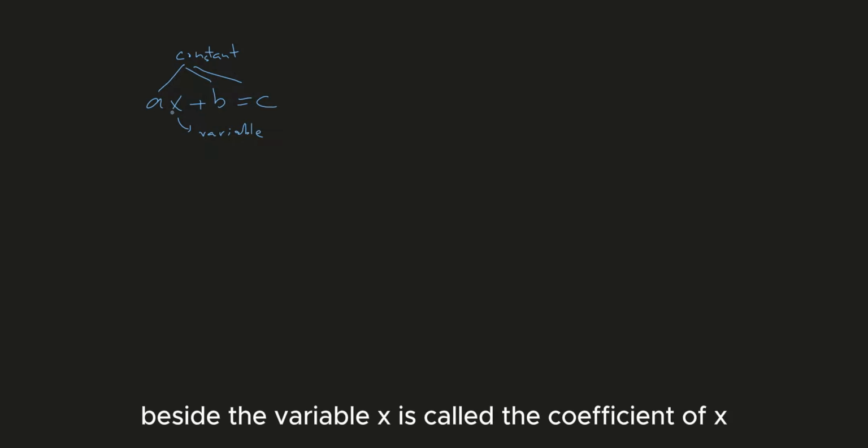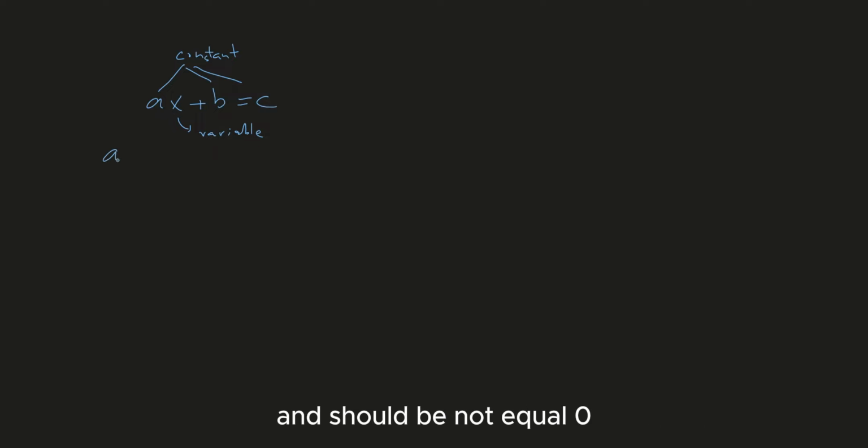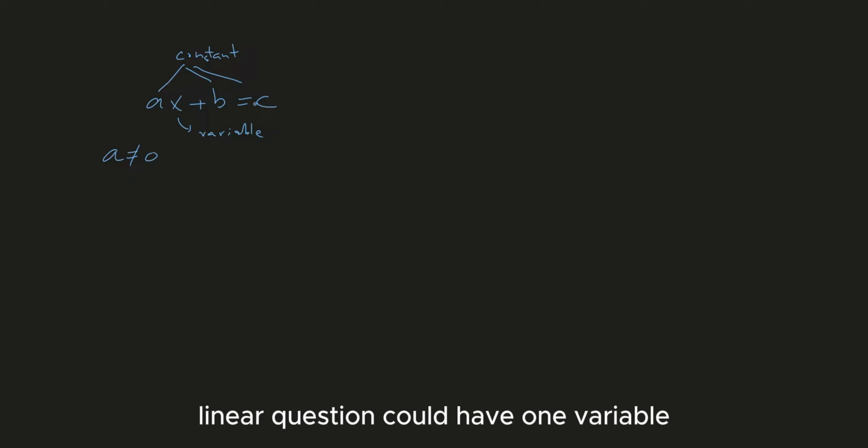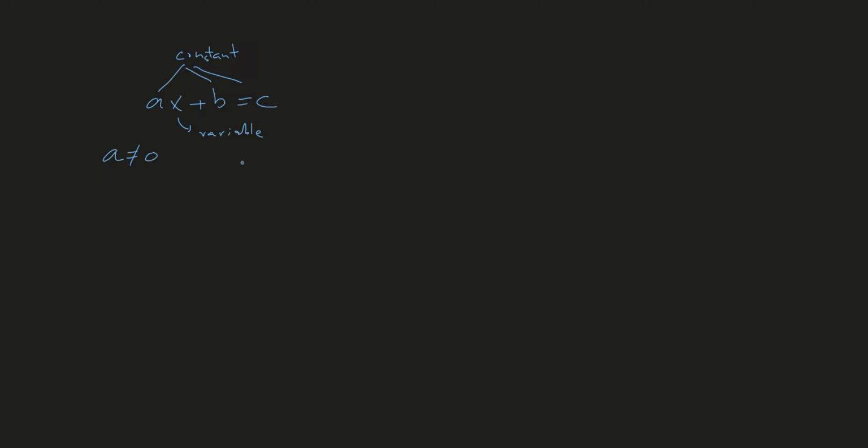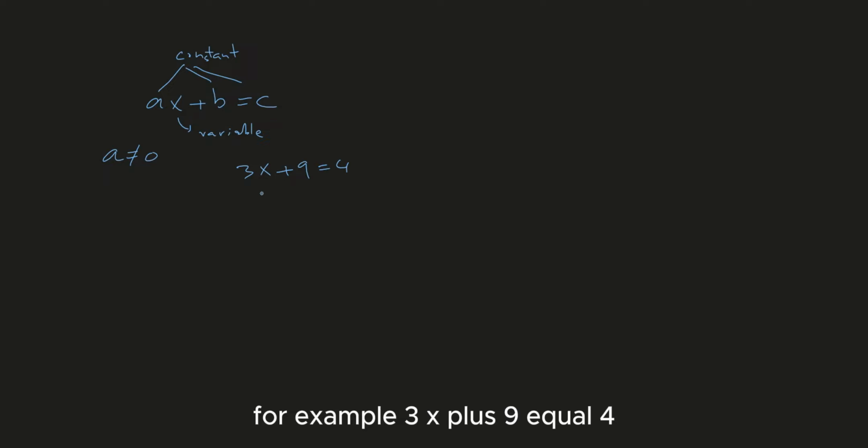The constant beside the variable x is called the coefficient of x and should not equal 0. In general, a linear equation could have one variable. For the general form, here we have it as x. For example, 3x plus 9 equals 4. Here, one variable, which is x.